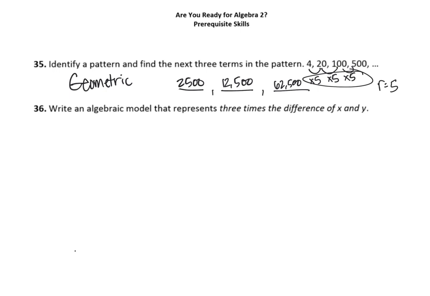Now number 36, this is some translating. We did this quite a bit. I feel like in Algebra 1, it's useful when you're working on word problems. We have to translate 3 times the difference of x and y. Now this phrase right here, times the difference of, if you remember from Algebra 1, was a parenthesis phrase. We don't want to do just 3x minus y. We're wanting to multiply. This is saying 3 times the difference of x and y.